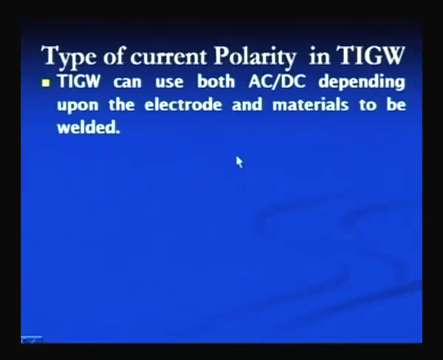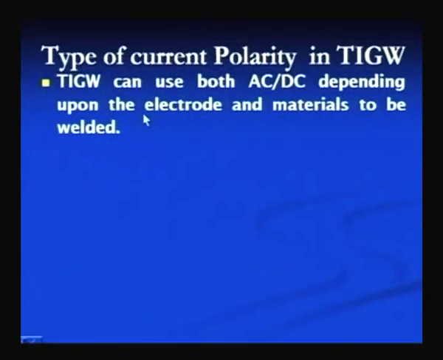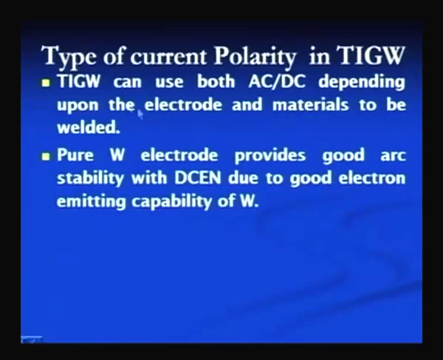Constant current power sources can be of AC or DC type. Normally, constant current power sources of the DC type are used for welding ferrous metals. The AC type of constant current power sources are used in welding metals like aluminum and magnesium. So, TIG can use both AC and DC type power sources of the constant current type, but it depends on the type of electrode and the material to be welded.